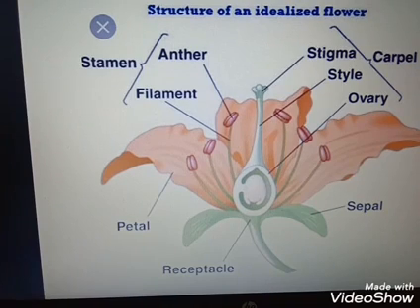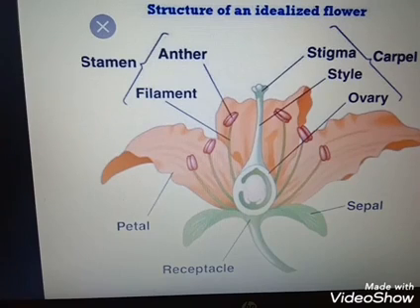In a flower, there are 4 different sets of whorls. Whorls means floral members. Whorls, spelling W-H-O-R-L-S. Whorls or floral members are attached to the central axis. The base of the flower contains a circle or round shaped structure that is known as thalamus or receptacle.